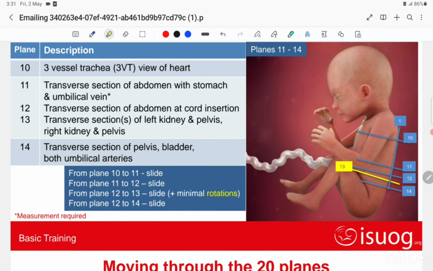Moving then to planes 11 to 14, that is your pelvis, the transverse abdomen and stomach planes. Starting from plane 10, you rotate 90 degrees, then from plane 10 to 11, slide with minimal rotation as needed.